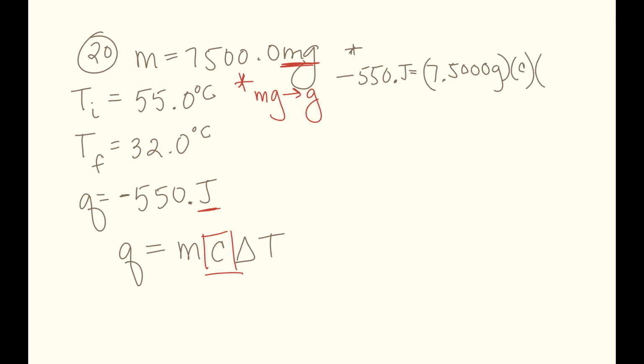Then C, which is unknown. And then the change in temperature, which again is T final minus T initial, is equal to delta T. So if you did that, you'd find out that your change in temperature, I'm not going to show you that calculation, but is 23.0. Don't forget that decimal place. Pay attention to sig figs.